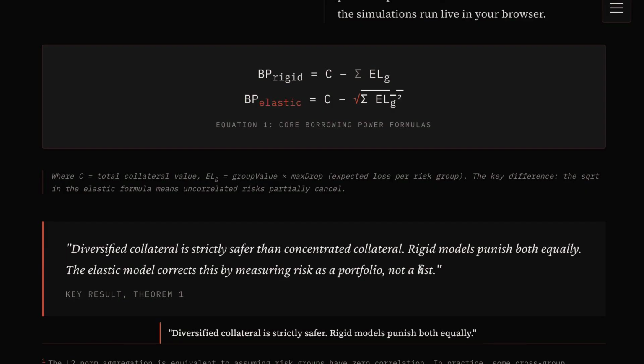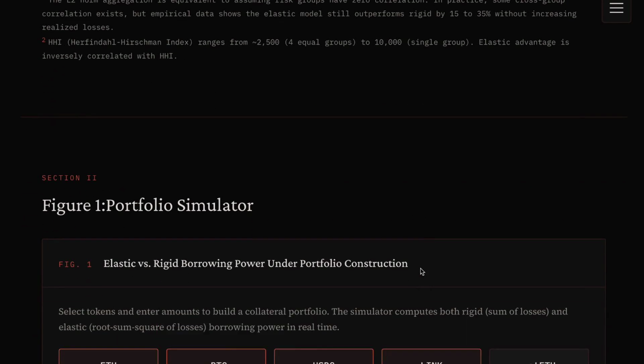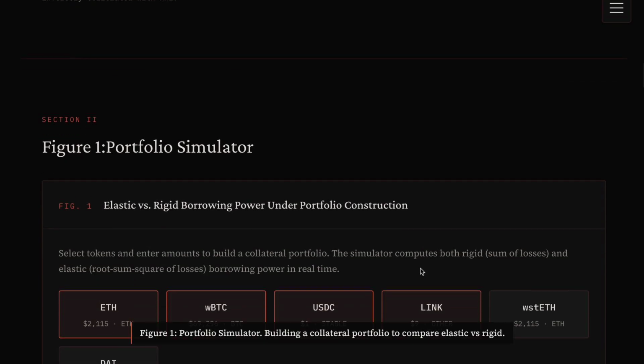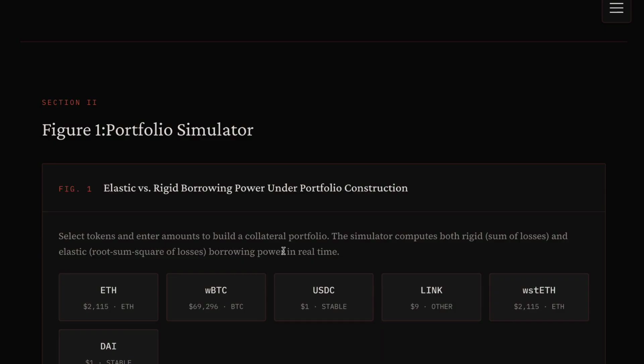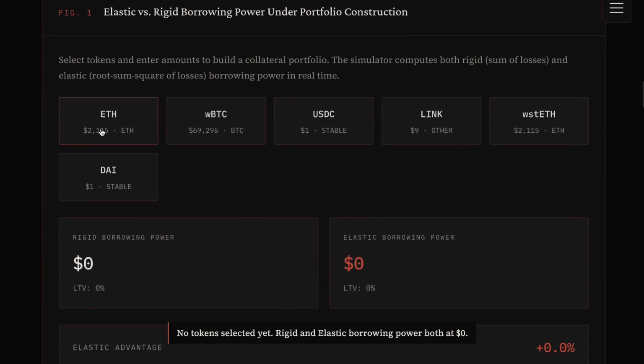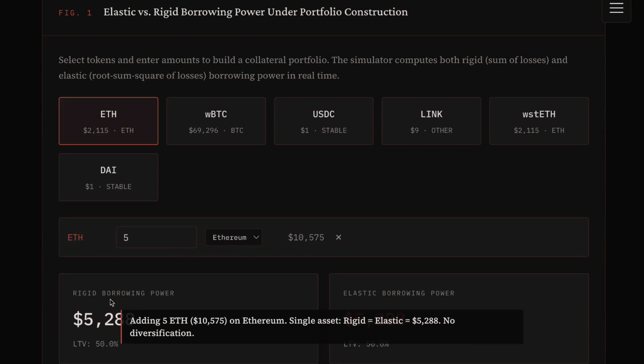compressing uncorrelated risks. Let me show you our portfolio simulator. Okay, this is our portfolio simulator. I'll be showing you the difference in elastic and rigid borrowing power under different portfolios. Okay, let's start with depositing Ethereum. Let's deposit 5 Ethereum. The rigid borrowing power and elastic borrowing power are equal here. They are the same because this is a single asset. No diversification, so there's no benefit.